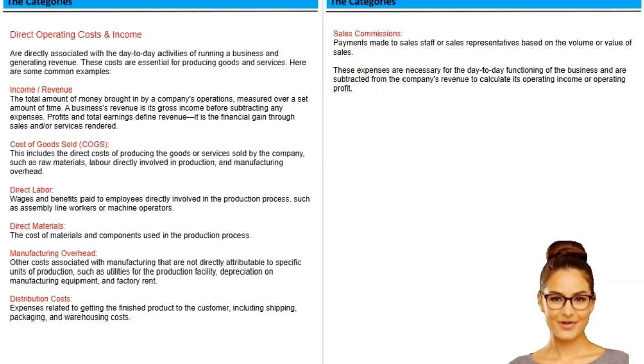We now have distribution costs. These are expenses related to getting the finished product to the customer, including shipping, packaging, and warehousing costs.